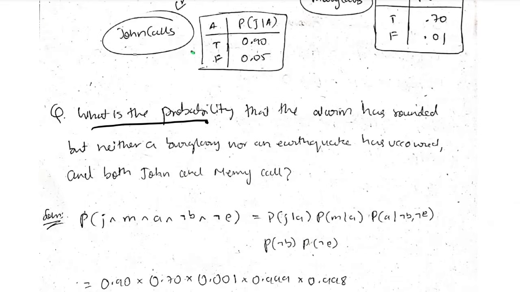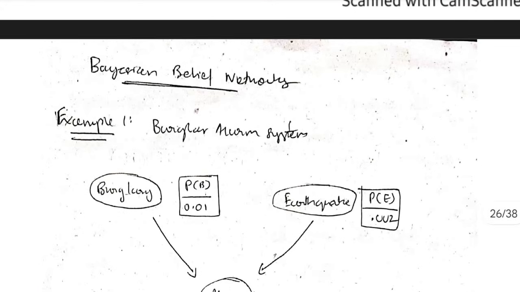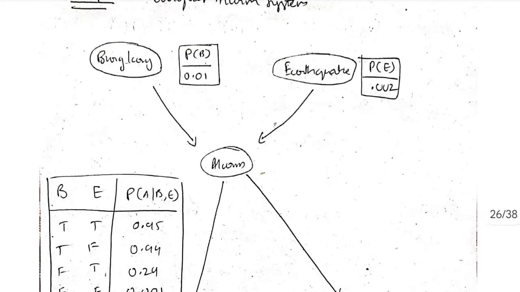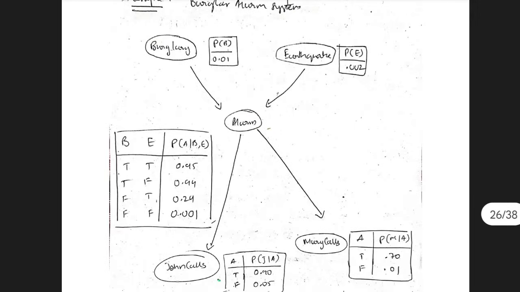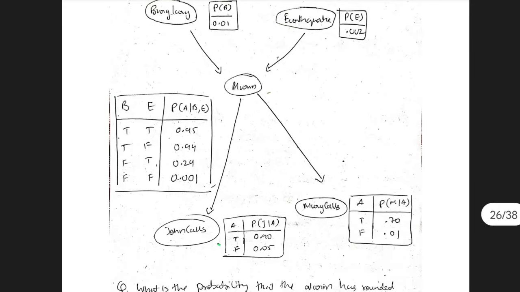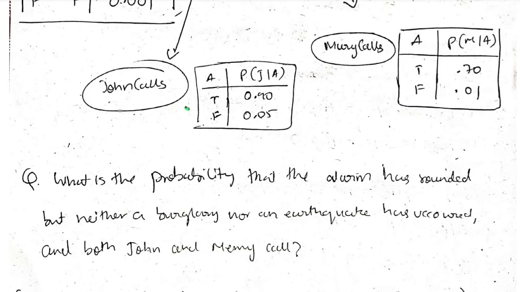The question is, what is the probability that the alarm has sounded but neither burglary nor an earthquake has occurred, and both John and Mary call? The naive Bayes classifier will not do it in this way. In the Bayesian belief network we will have an acyclic graph. You have to make note of 2 points: the acyclic graph, DAG, and the CPT, the conditional probability table. These two things are the main representations of Bayesian belief networks. Acyclic graph means the graph does not have any cycles in it, and the probability tables are these tables which we have written here. By using these two we have to calculate.